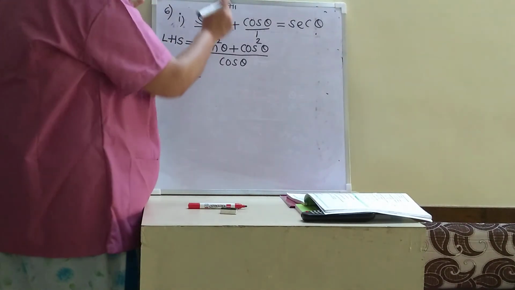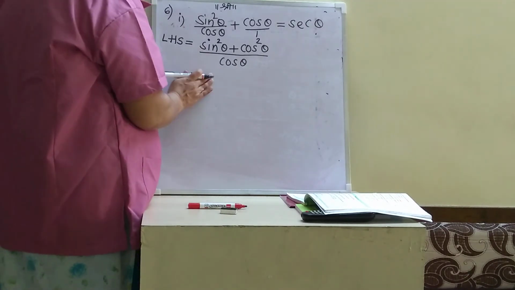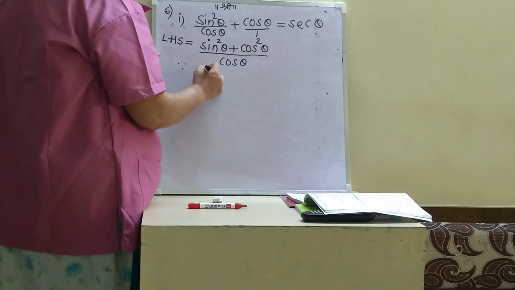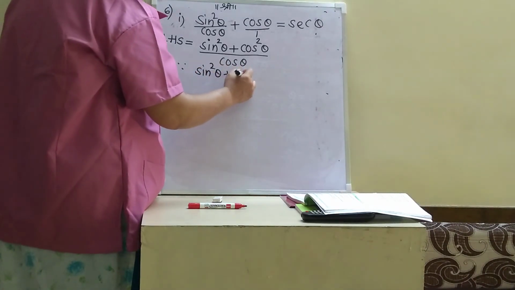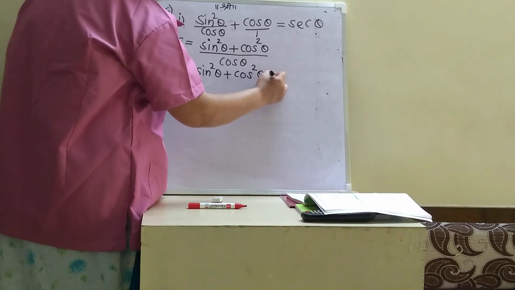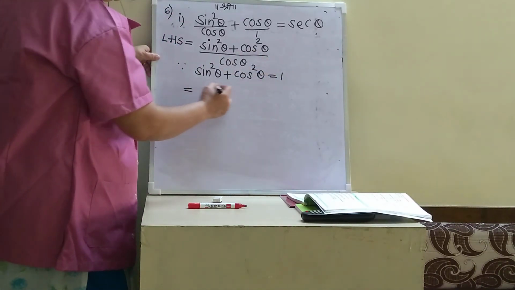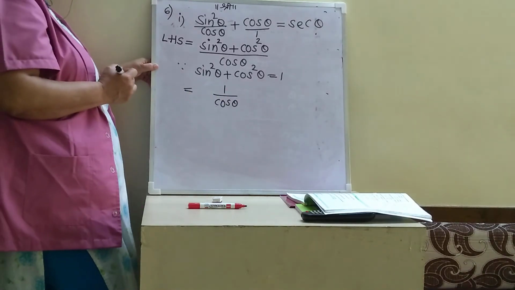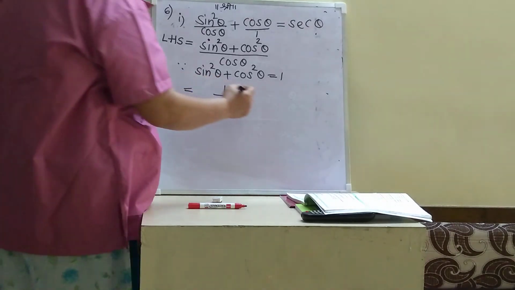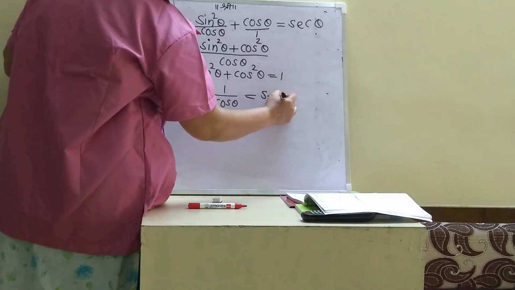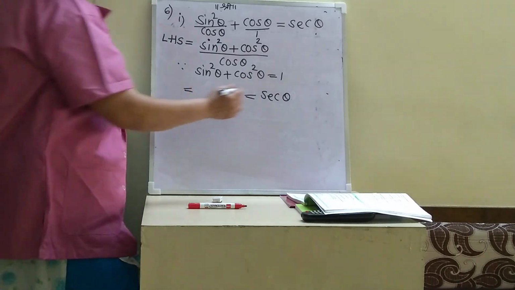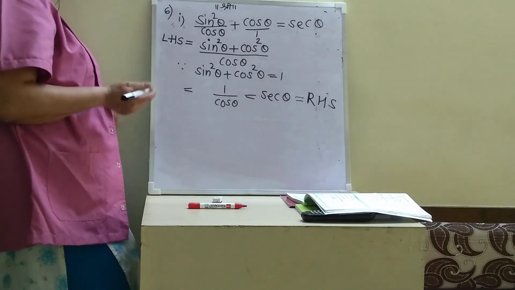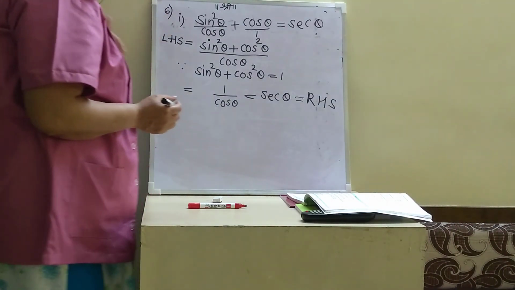Now you have the identity. अभी मैंने लिखी नहीं बैठी है, but you know what that identity is, as we have sin square theta plus cos square theta equal to 1. Identity है, so we get here 1 upon cos theta. And you know what is 1 upon cos theta? Yes, it is a reciprocal of cos theta, sec theta. You got the right side and left side is equal to RHS. Understand? Very simple example. The same way you will solve now.